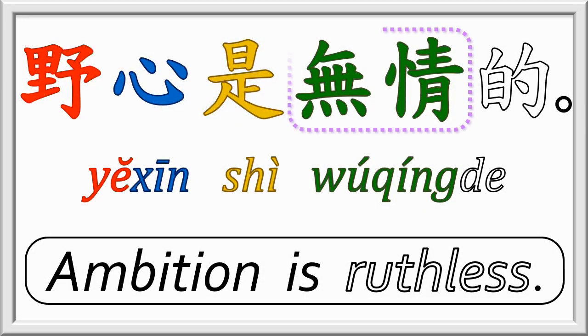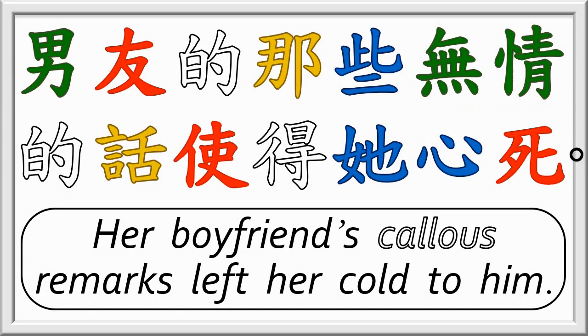Second tone, 情 from lesson 52 combines the upright heart radical with the qing phonetic to refer to feelings, emotions, love, and affection. 无情 naturally would mean the absence of feelings, or callous, heartless, or cruel. 野心是无情的. Ambition is ruthless. 男友的那些无情的话使得她心死. Her boyfriend's callous remarks left her cold to him.